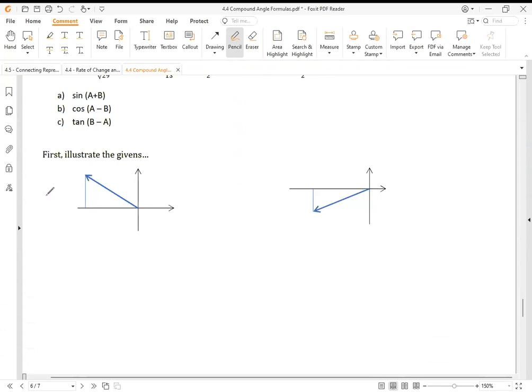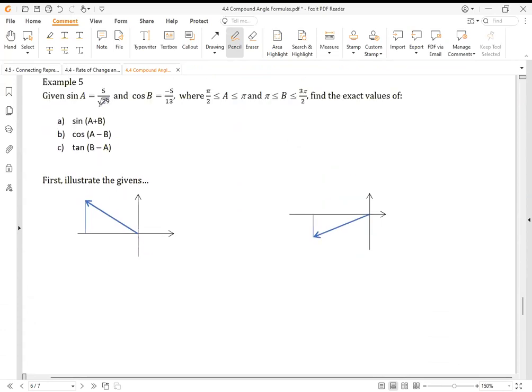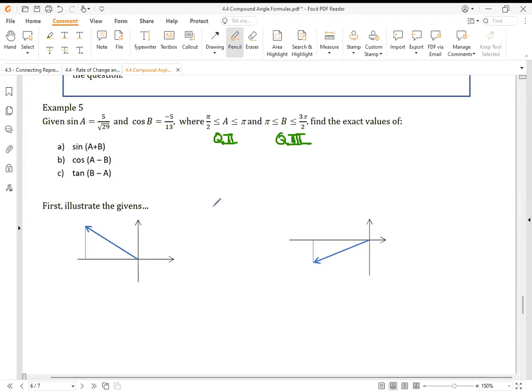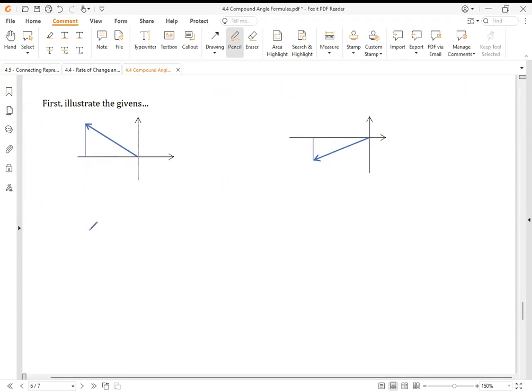For example, leave some space here because I'm gonna do special triangles, okay? Sine A is 5 over root 29. Cos B is negative 5 over 13. A is in quadrant 2. B is in quadrant 3. That's what the question gives you. Okay? Just for now, keep that in mind. Leaving a little bit of space.